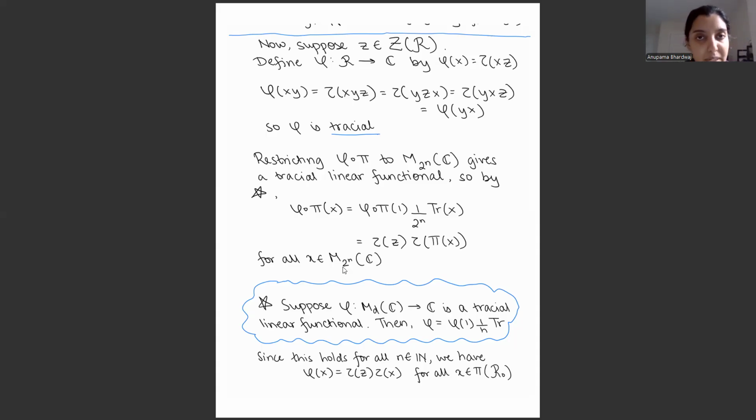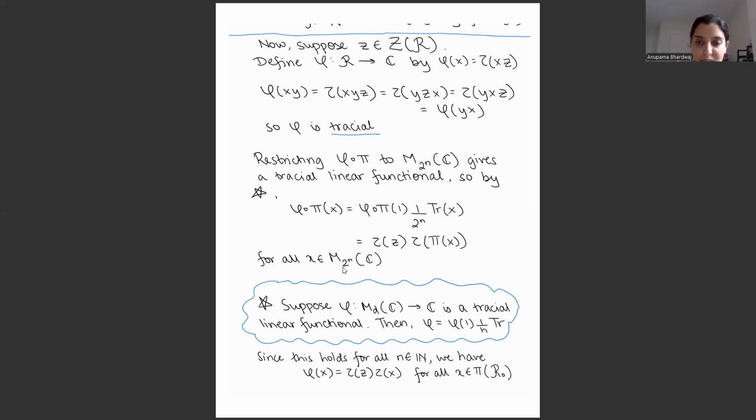I have phi of xy is defined as tau of xyz. Because z is in the center and because tau is tracial, I can interchange yz and x. So I put yz in the front and x behind. So that's equal to tau of yzx. And then that is equal to tau of y times xz because z is in the center, which is equal to phi of yx. So I have that phi is also tracial. And then if I restrict phi composition pi to M_{2^n}(C), I get a tracial linear functional.